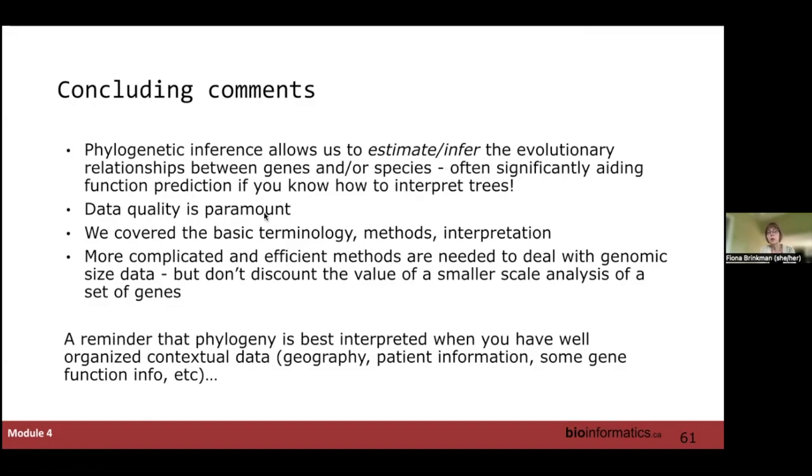Data quality is paramount. Again, having good quality sequence, good quality contextual data, good quality multiple sequence alignment, and a nice model for what you're doing, okay? We have covered the basics of terminology, and there are more complicated methods to deal with genomic size data, but don't discount the value of smaller scale analyses of a particular set of genes. A reminder, though, that phylogeny is best interpreted when you have that contextual data, like having the geography, patient information, some gene function info. I'll have more about that after the break.